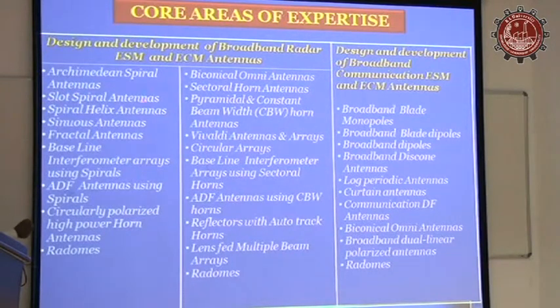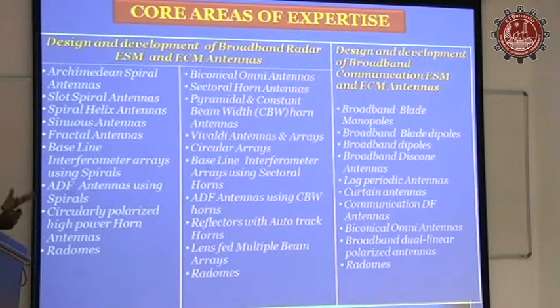The main advantage of this slot spiral antenna is that, normally, to make the Archimedean spiral unidirectional, it is always backed by a cavity which is of the order of lambda by 4 depth, whereas for the slot spiral the depth is lambda by 10. So with small thickness, you are able to achieve the performance. Then the spiral horn antennas. If you want, we can design the spiral covering, say, 0.5 to 18 GHz.